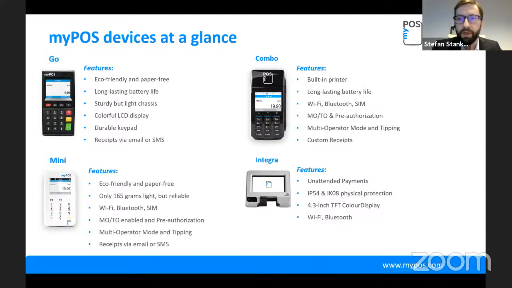Now, especially with the pandemic, what we've seen as an emerging necessity is the self-checkout. And this terminal actually enables any business out there to get paid without even having to meet the customer.